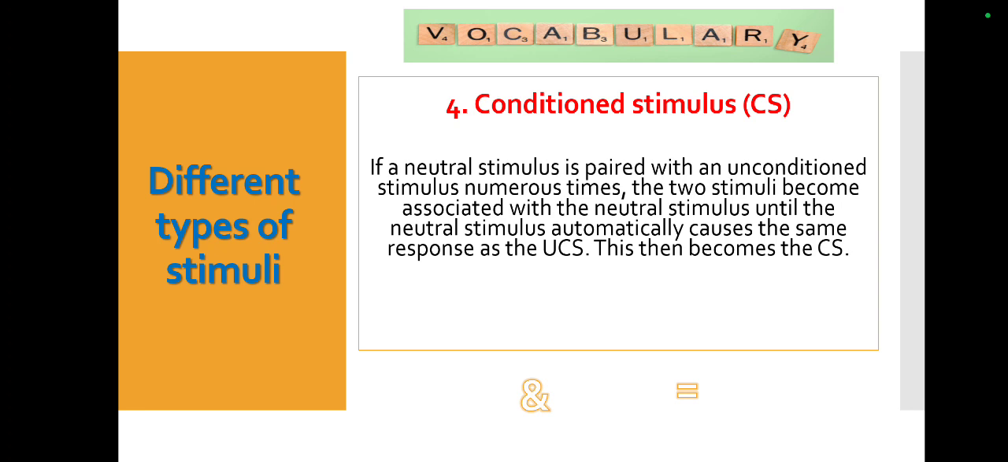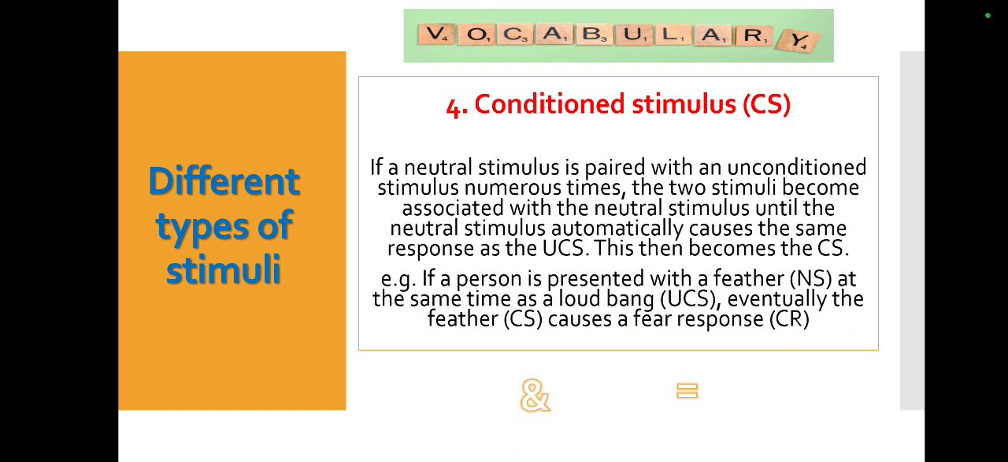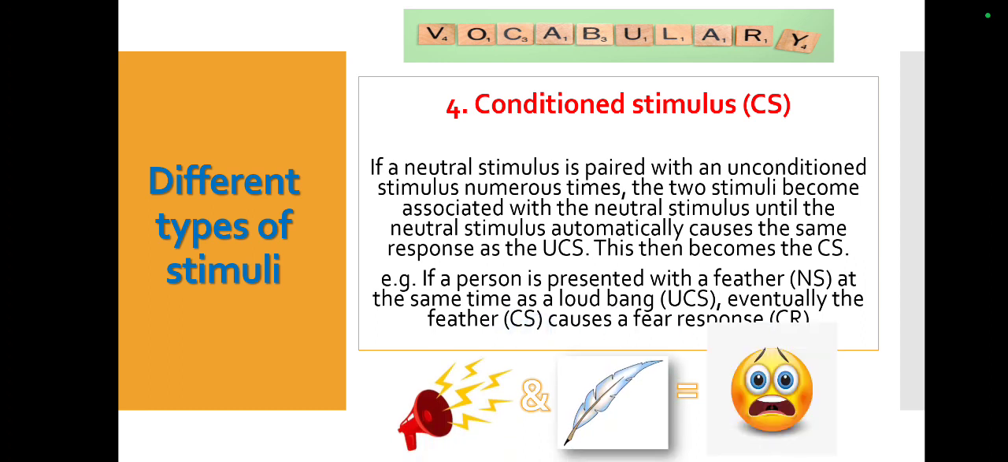Okay, so for example, the loud noise and the feather have appeared potentially together. Normally with conditioning, it has to happen on several occasions. If it's a trauma experience, then it can only happen once and the effect will be the same. So in my example, if a person is presented with a feather at the same time as a loud bang, eventually the feather will cause a fear response, and that is how you might eventually end up with a fear of what was a neutral stimulus. You are now conditioned to be afraid of that particular neutral stimulus.